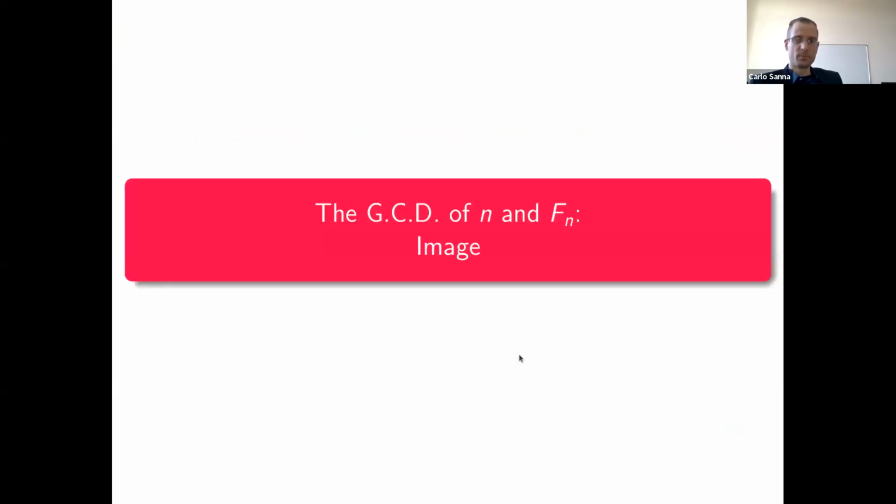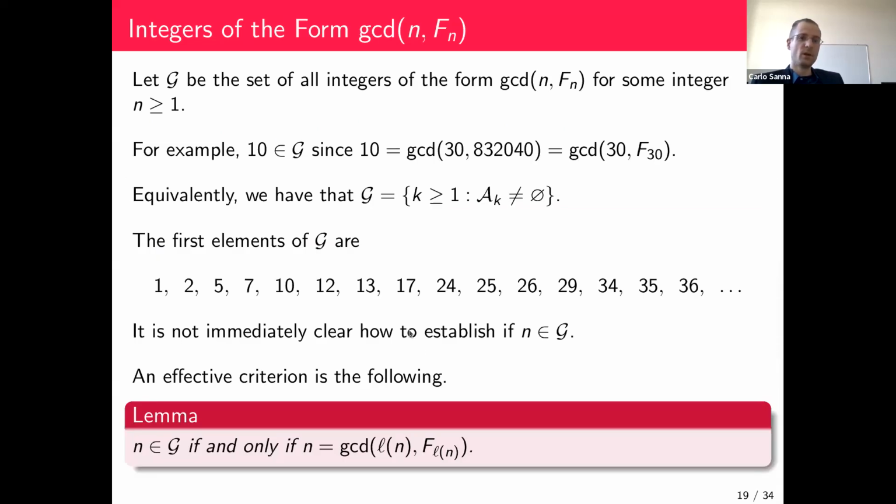All right. So now we can move to the theme of the talk. Let G be the set of all numbers of the form GCD of n and the n-th Fibonacci number. For example, 10 belongs to this set since 10 is equal to the GCD of 30 and the 30th Fibonacci number. Equivalently, one can say that G is the set of k such that A sub k is not empty.